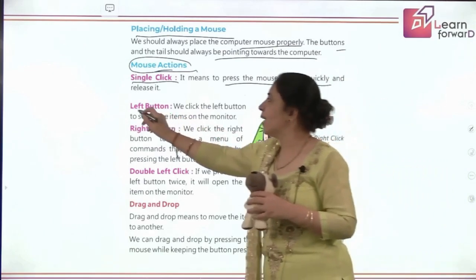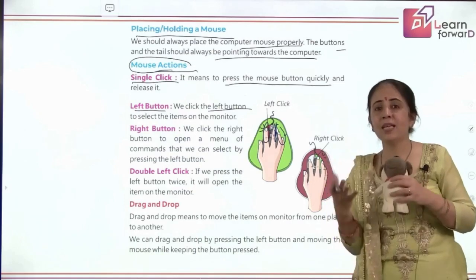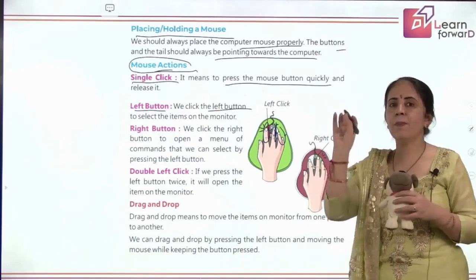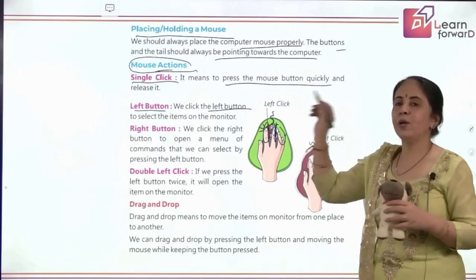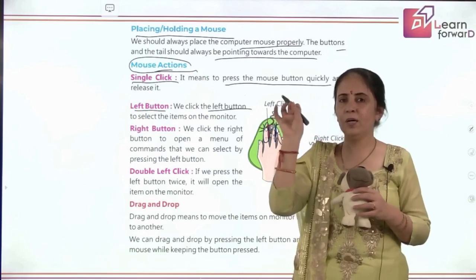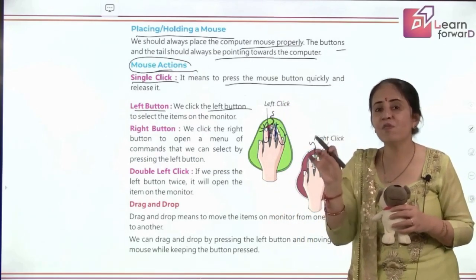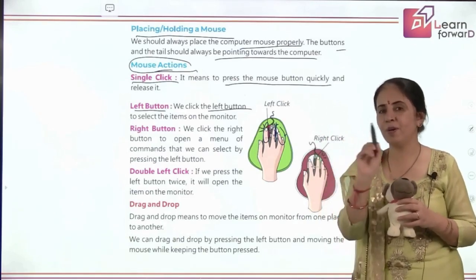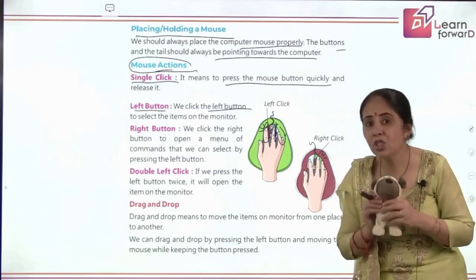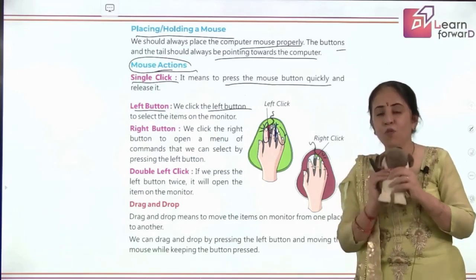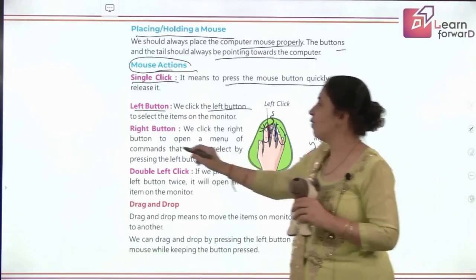Now when you click the left button of the mouse, that means you are going to select any particular item where the mouse pointer is pointing on the screen. So when you take the pointer on that particular icon or folder, and you click on the left button, remember, left button click is for selection. What is it? Selection of a file, folder or any icon. Got it?